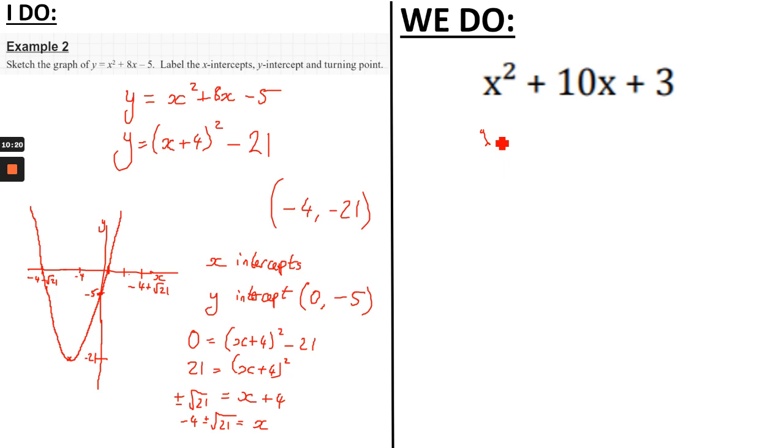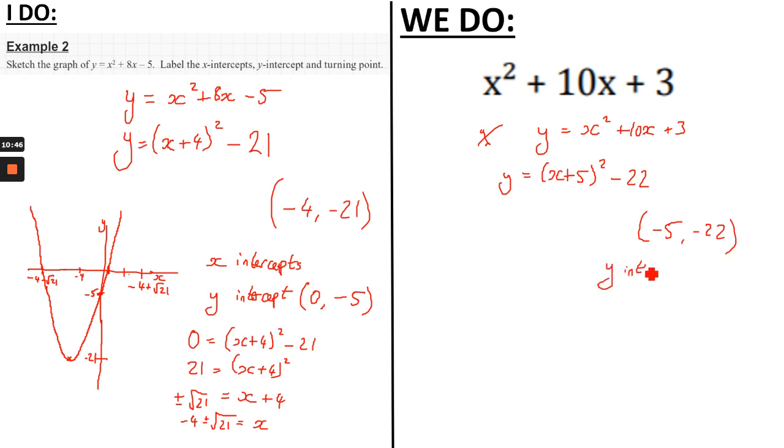Okay, so we've got y equals x squared plus 10x plus 3. Complete the square, you get y equals x plus 5 squared. That's going to give us 25, which we don't want. So I'm going to take off 25, add 3 to give me negative 22. So the minimum point is minus 5, minus 22.